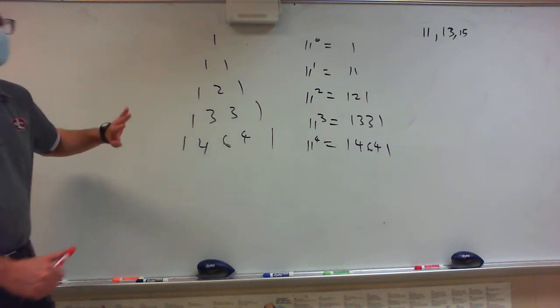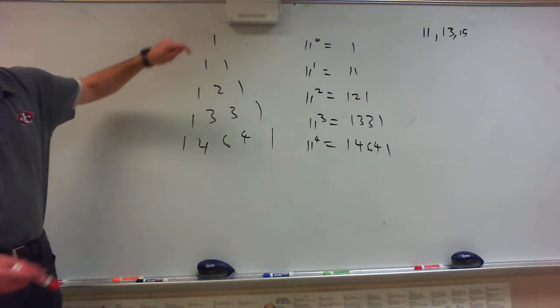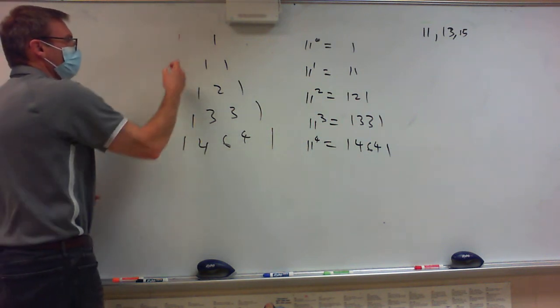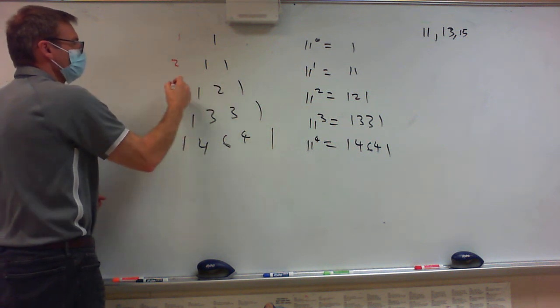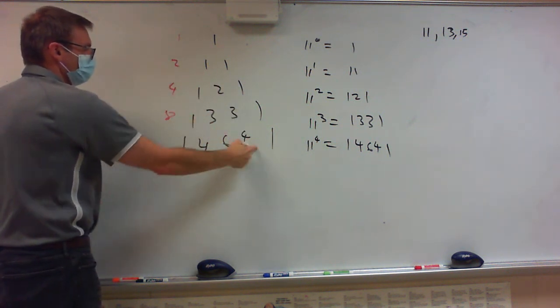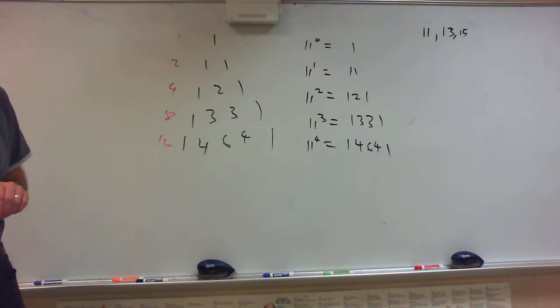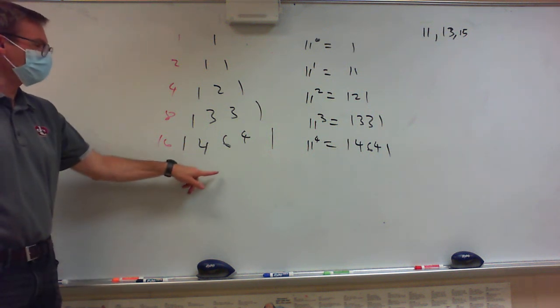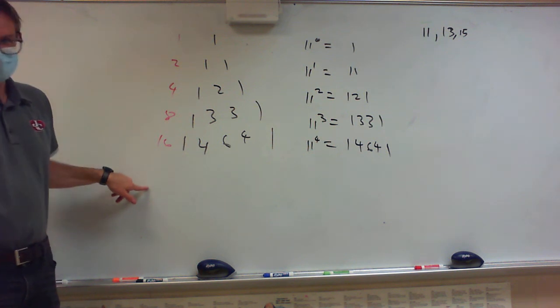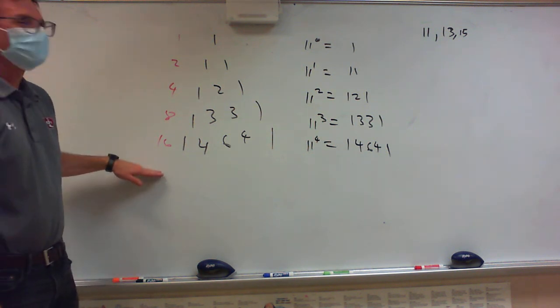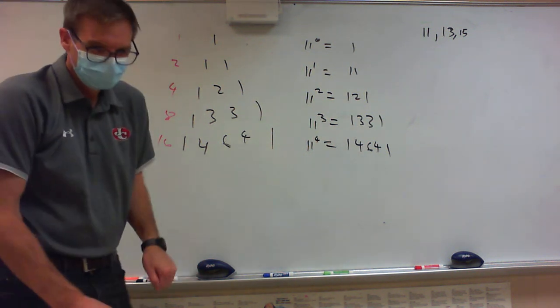Okay. If you add up the digits, if you add up this, you get a 1. You add up this, you get a 2. You add up this, you get a 4. You add up this, you get an 8. You add up this, you get a 16. Guess what happens if you add up the next row? 32. I'm sorry.